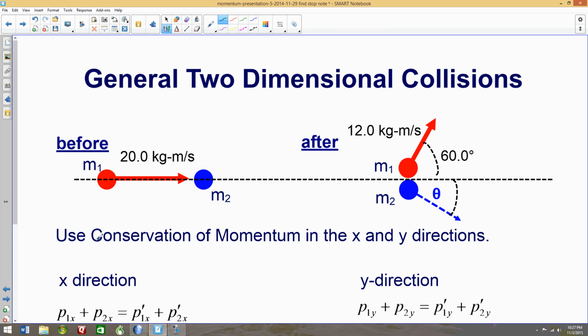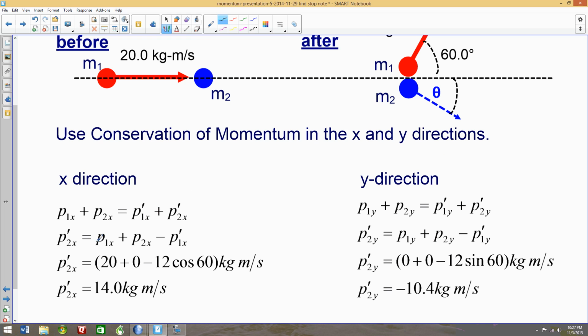Okay, so we're going to use conservation of momentum in both the x and y direction. In the x direction, we have p1x plus p2x, and that's equal to p1x prime plus p2x prime, which is after the collision, and we're going to go ahead and solve for that. It's going to be p1x plus p2x minus p1x prime. We just subtracted p1x prime from both sides.